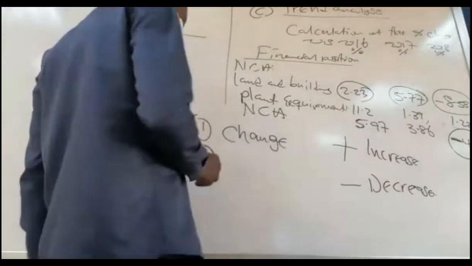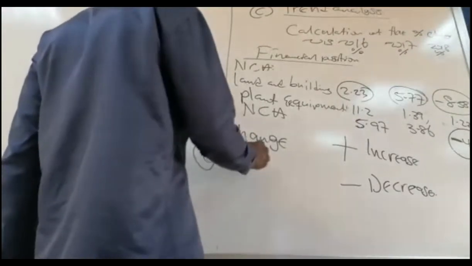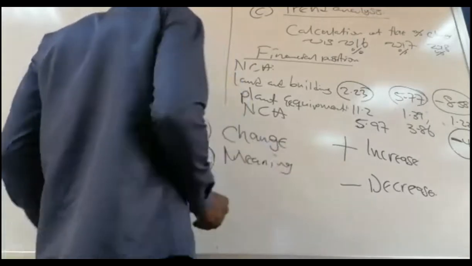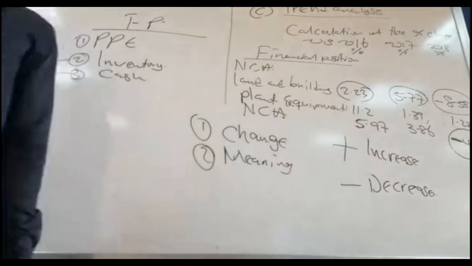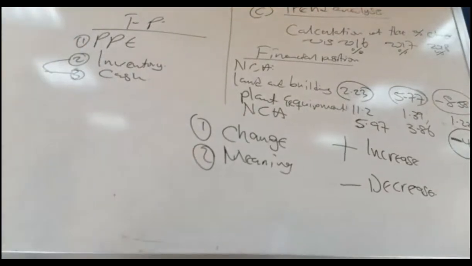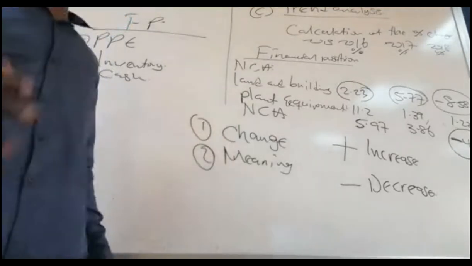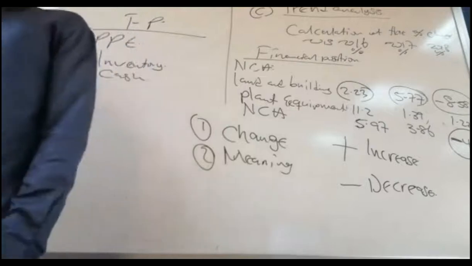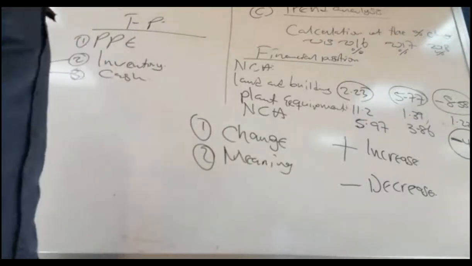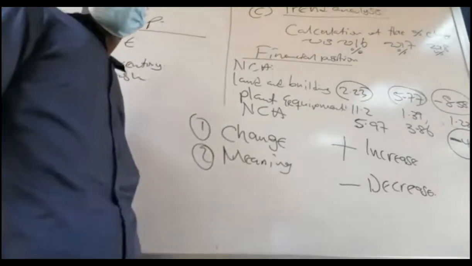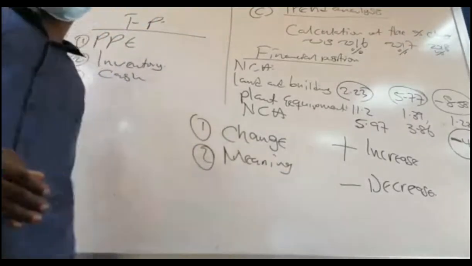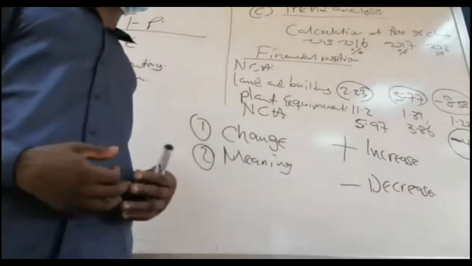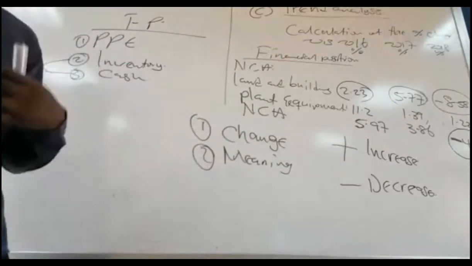Two, meaning of the change. What does the change represent? Good or bad? A good trend or a bad trend. So if it is non-current asset, if PPE increases, it's a good trend. It means that the company is not spending their money on dividend. They are spending the money on assets. And the more you buy assets, it's likely that you can use them to generate inflow. So that's why I'm saying it's good.